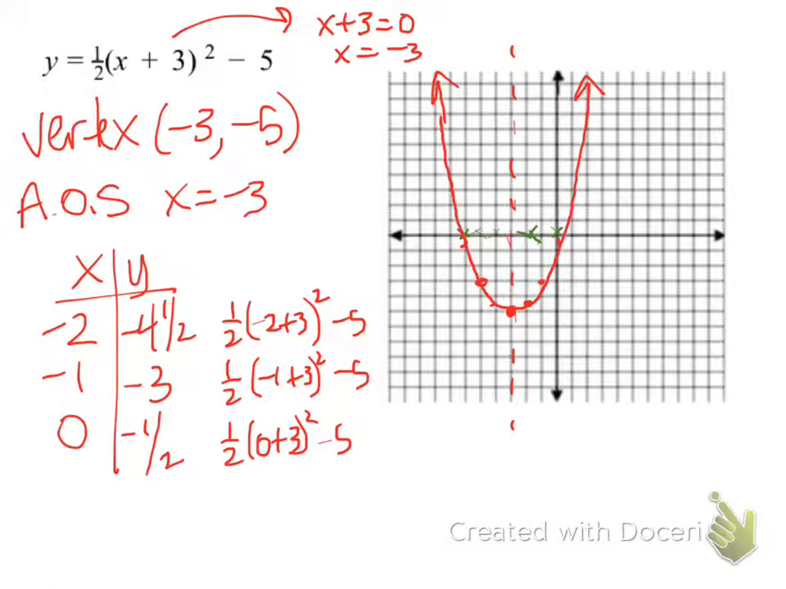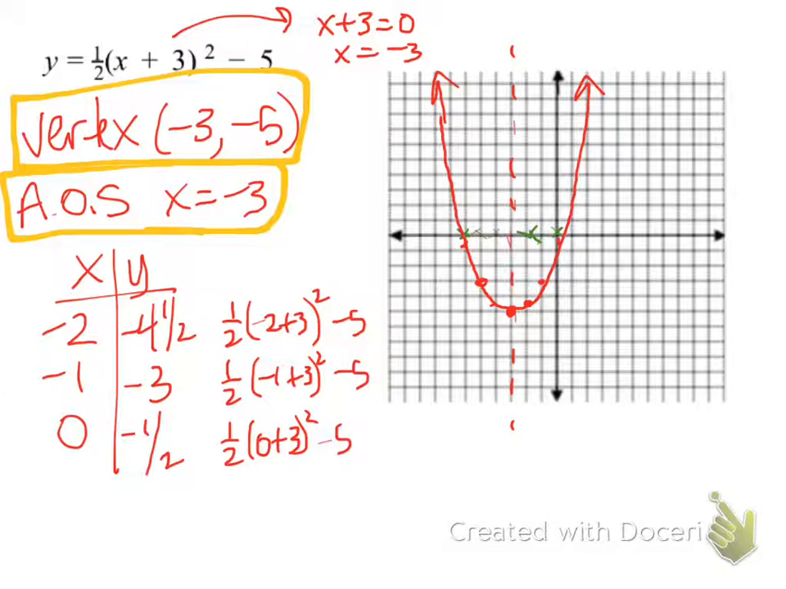And so just to recap, the work I want to see, it's not necessarily really work, but I want you to tell me what the vertex is. I want you to name what the axis of symmetry is. And then you need to show me your t-chart. And, of course, a proper graph.